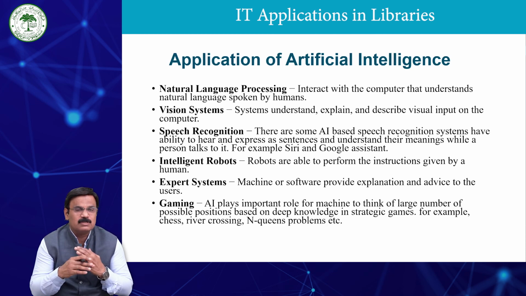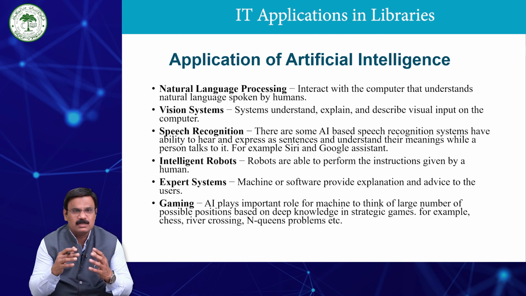One is natural language processing. Natural language processing lets the computer understand natural language spoken by humans. And the vision systems understand, explain, and describe visual input on the computer. Speech recognition: some AI-based speech recognition systems have the ability to hear, express as sentences, and understand their meanings while a person talks to them. For example, Siri or Google Assistant is speech recognition.